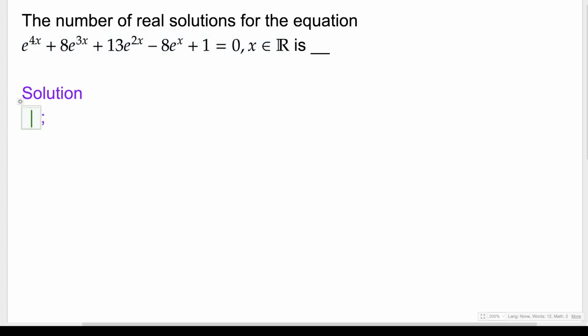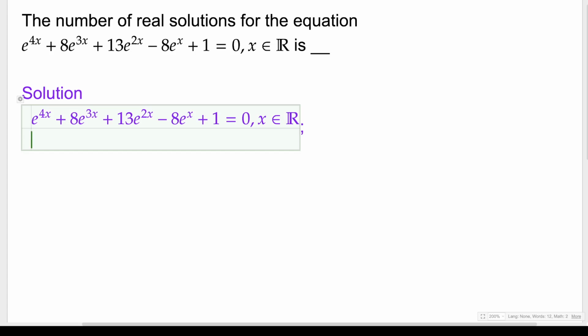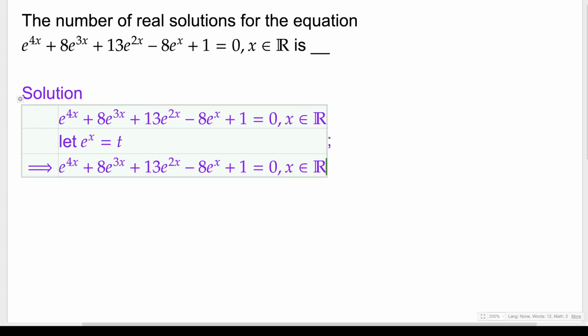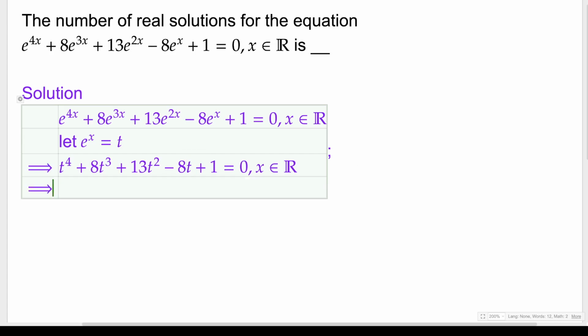First of all, I will replicate the equation as it is, and to simplify this and proceed ahead, I will consider an assumption: I'll take this e to the power x as t, so that the equation gets simplified to a large extent. So this can be written as t to the power 4, e to the power 3x can be written as t cubed, e to the power 2x can be written as t square, and e to the power x can be written as t.